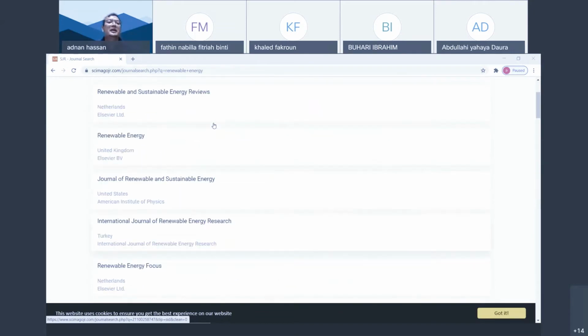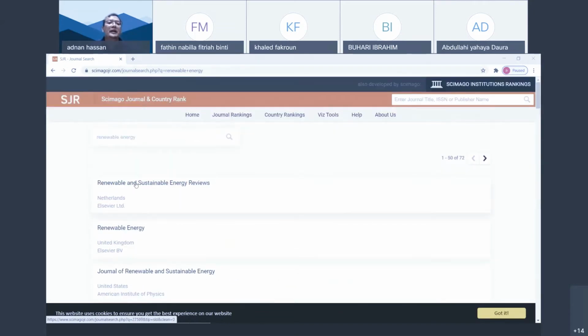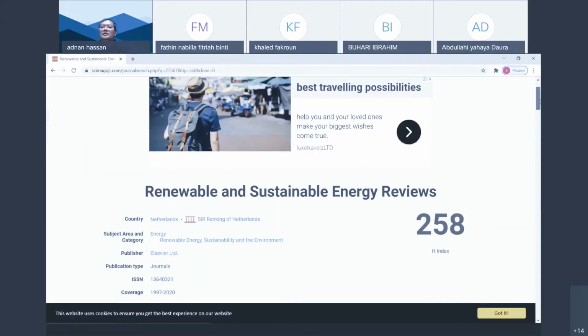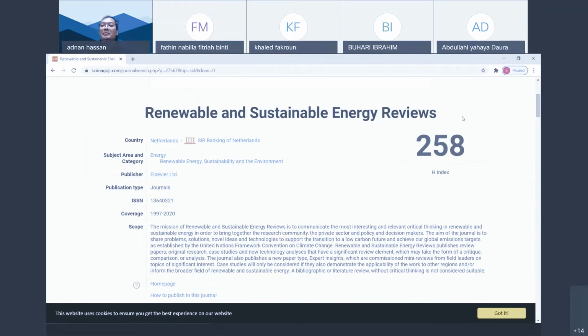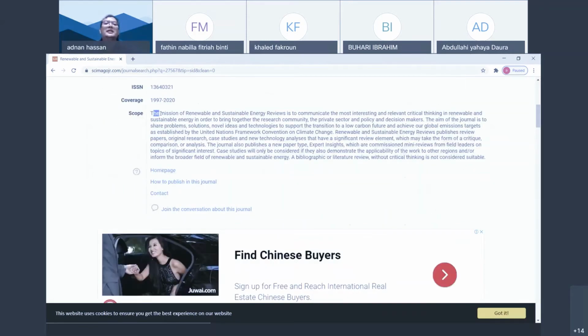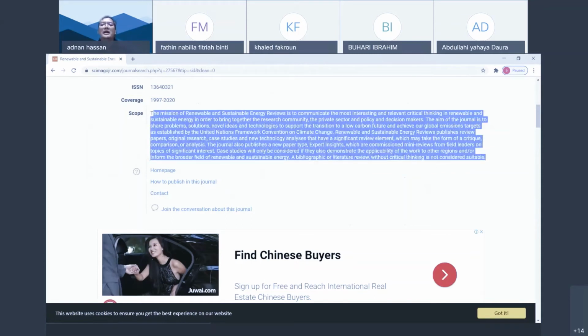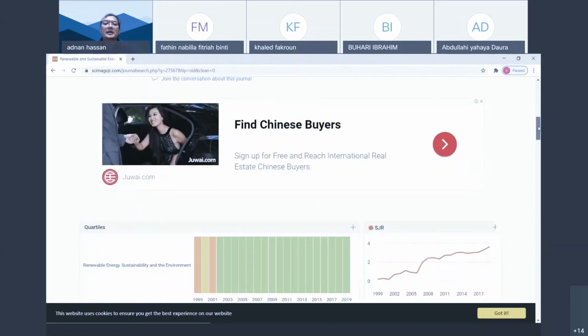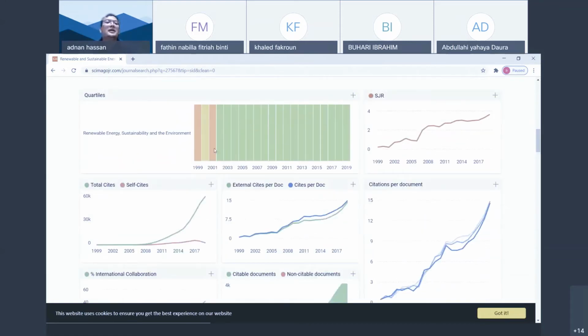Let's see. The top one here, Renewable and Sustainable Energy Reviews, is 258. So this is a very good journal, and many people are reading it. Let's see the scope of coverage here. These are the scope of the paper: what is the coverage of the paper? It is only one area, renewable energy, a very specialized journal.